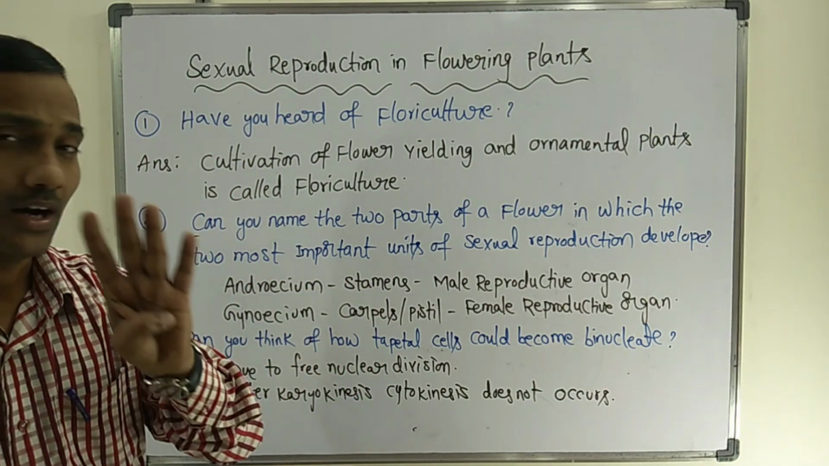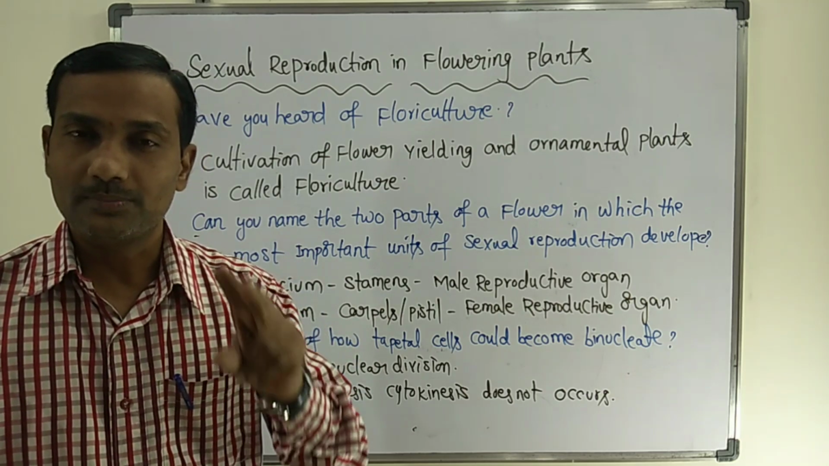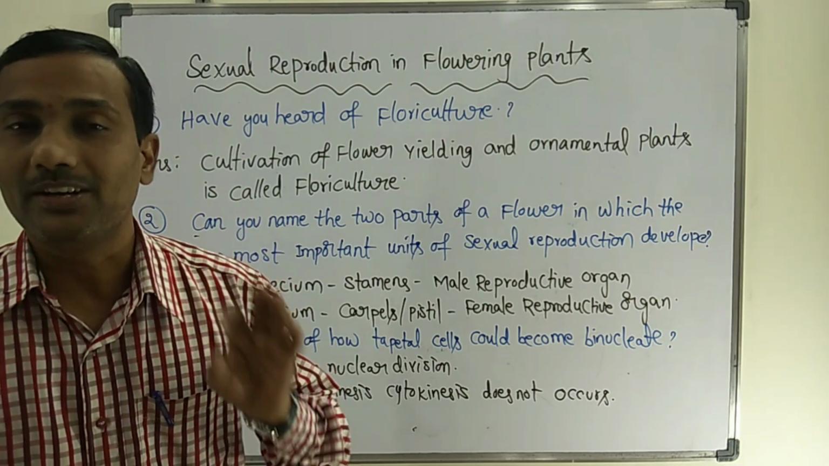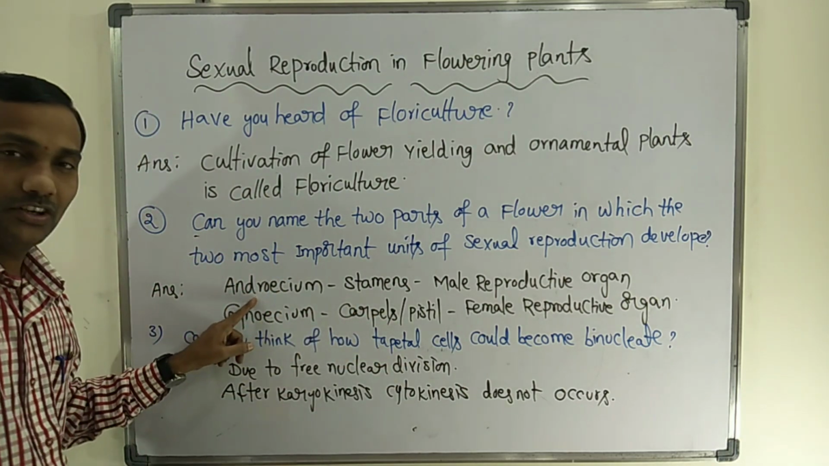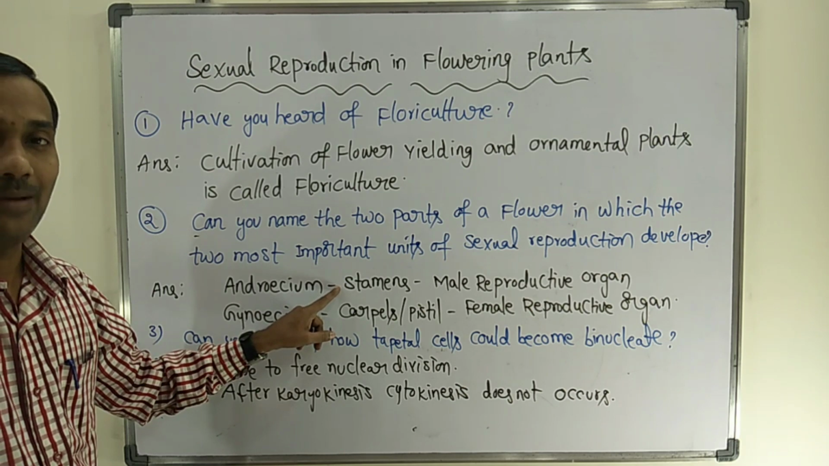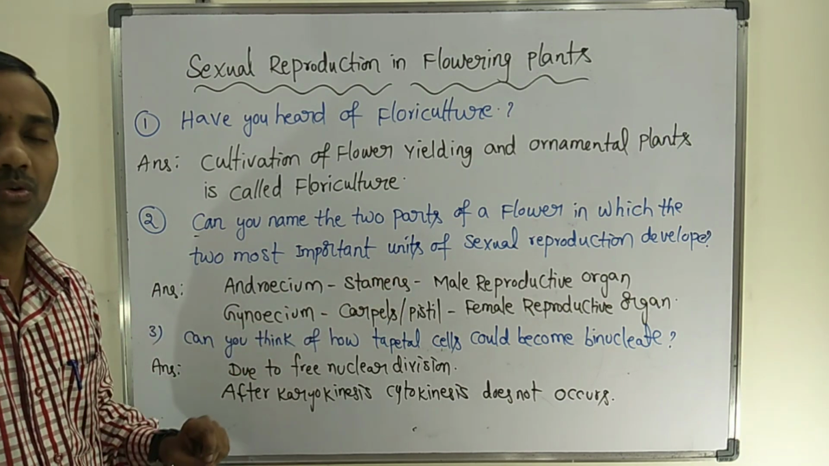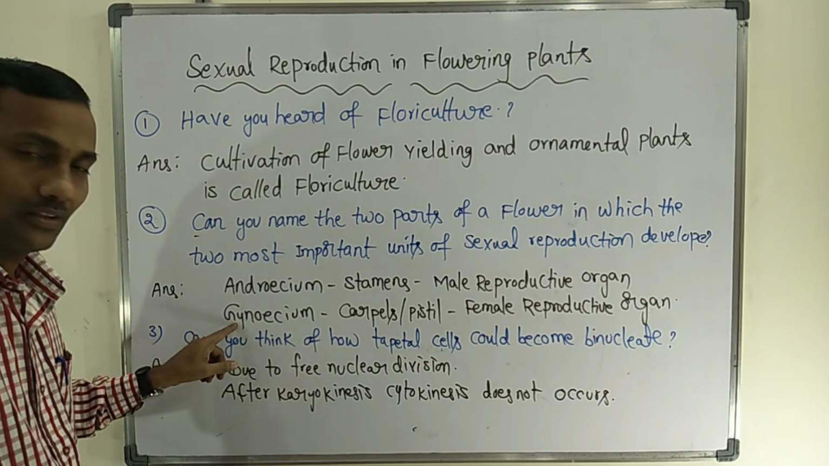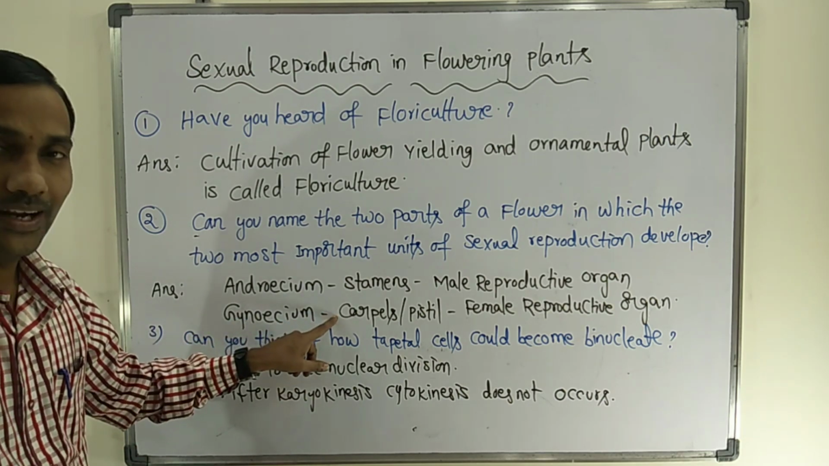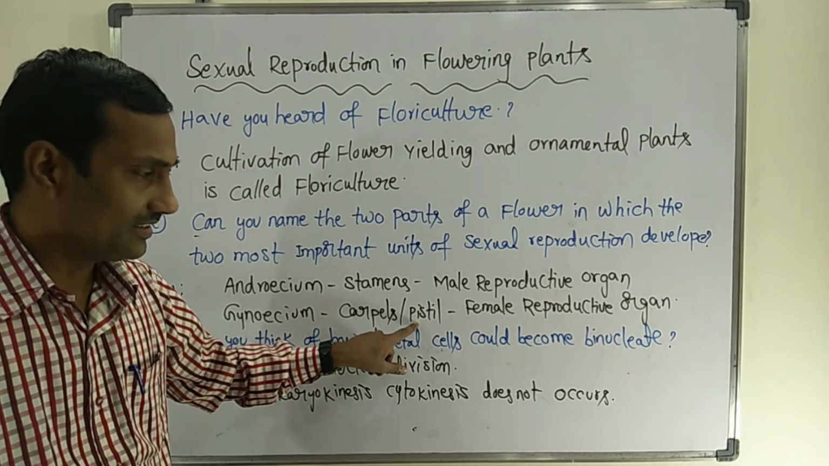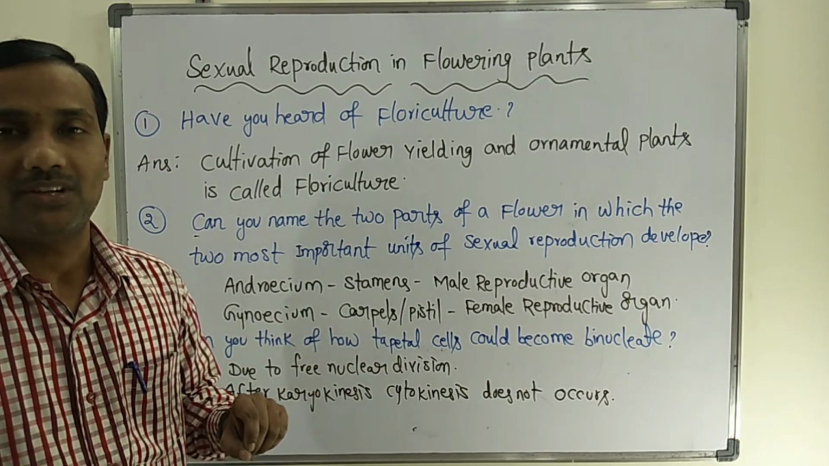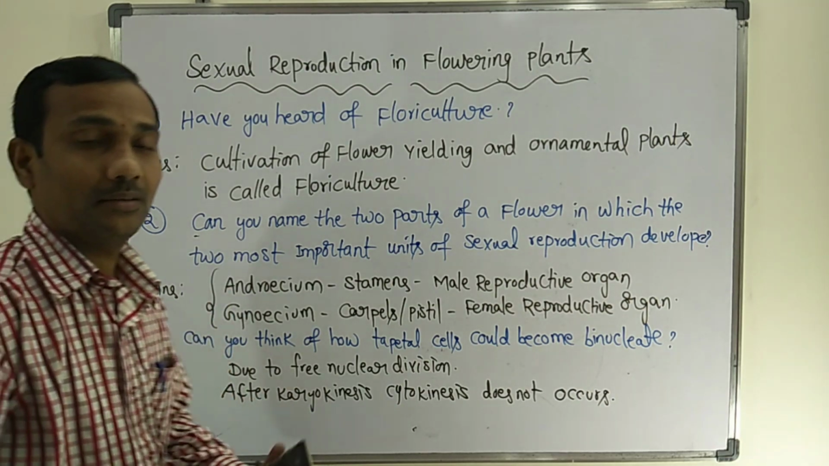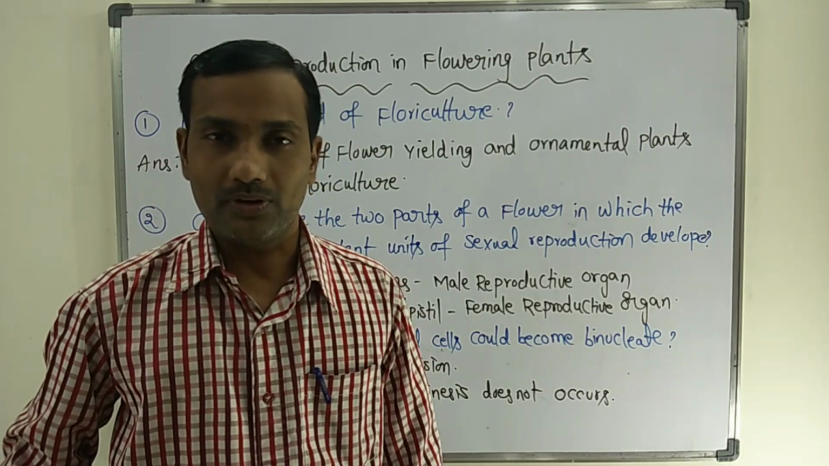Among all these four whorls, mainly two important units play an important role in sexual reproduction. Androecium consists of stamens. It is the male reproductive organ of the flower. Gynoecium is made up of carpels or pistils. It is the female reproductive organ of the flower. These are the most important parts of the flower that play an important role in reproduction.